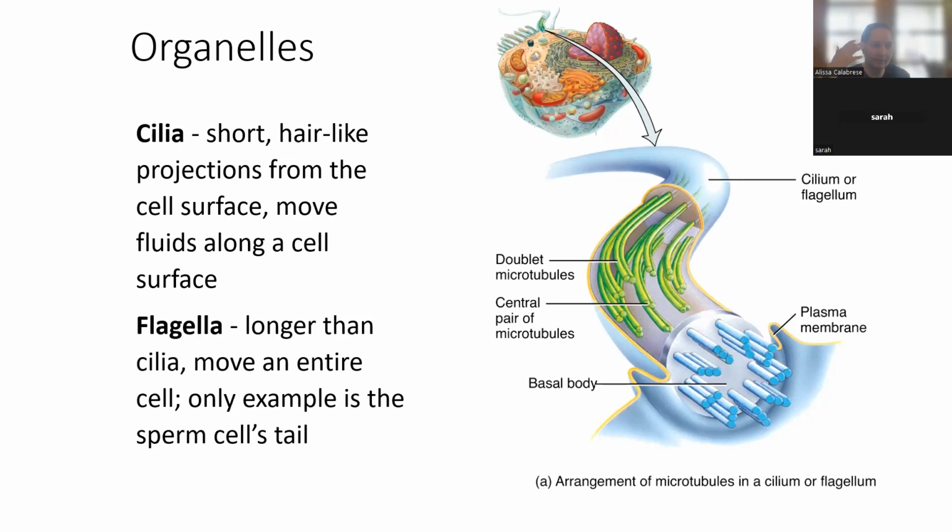You also have them in the ventricles of your brain to help move cerebrospinal fluid. You have them in your fallopian tubes to help move an egg from the ovary to the uterus. So those are places where you have cilia. Flagella, there's only one human cell that has a flagellum, and that would be a sperm cell.